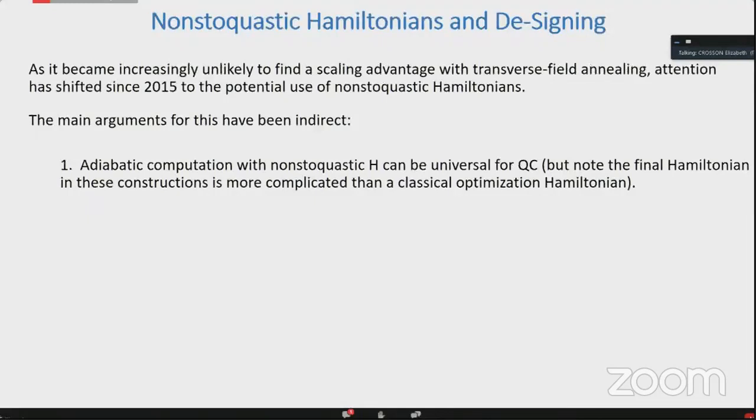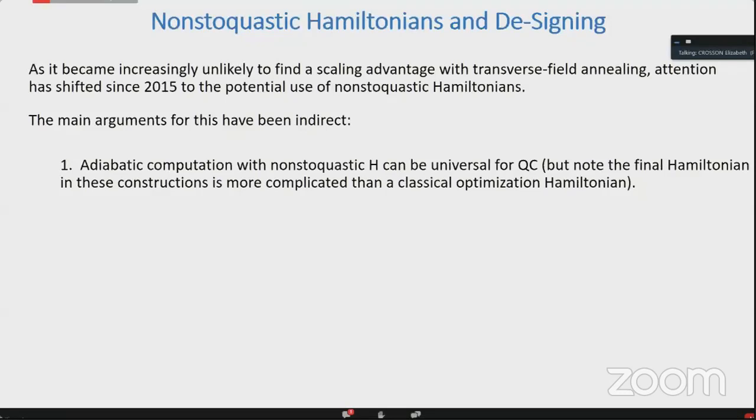Just reminding ourselves of the history, we started to turn attention to non-stochastic Hamiltonians as it became increasingly unlikely to find a scaling advantage with transverse field annealing. So the main arguments for turning to non-stochastic Hamiltonians have been indirect. Adiabatic computing with non-stochastic Hamiltonians can be universal for quantum computing. But it'll be relevant for this talk that the final Hamiltonian in these universality constructions is much more complicated than a classical optimization Hamiltonian.